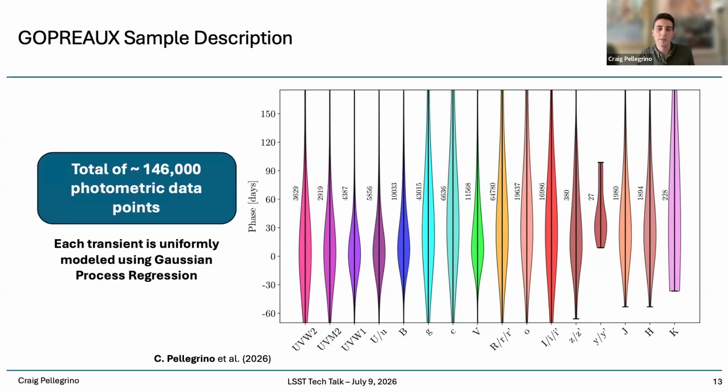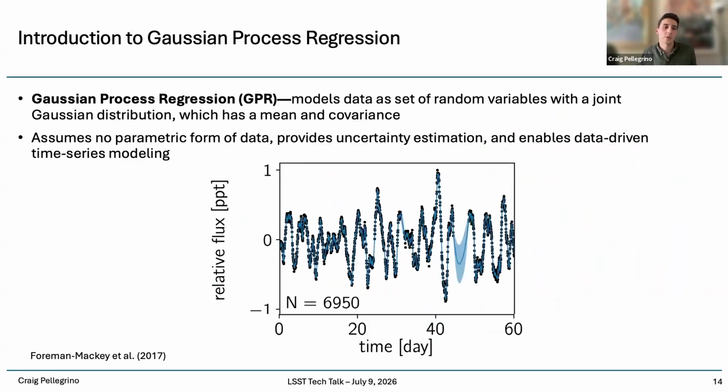So now that we have our sample and our photometry defined, we can model the data for each object in our sample using Gaussian process regression, which I'll talk about next. So what is Gaussian process regression? It's essentially a machine learning framework which models the input data as a set of random variables that have a joint Gaussian distribution with some mean and some covariance.